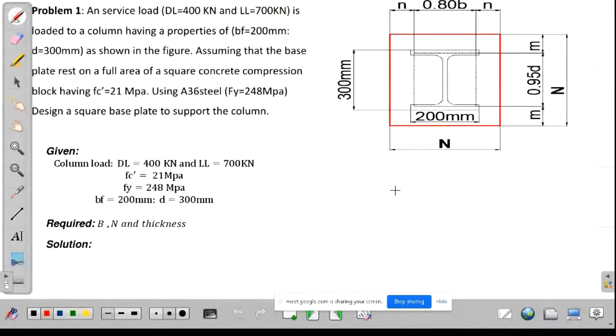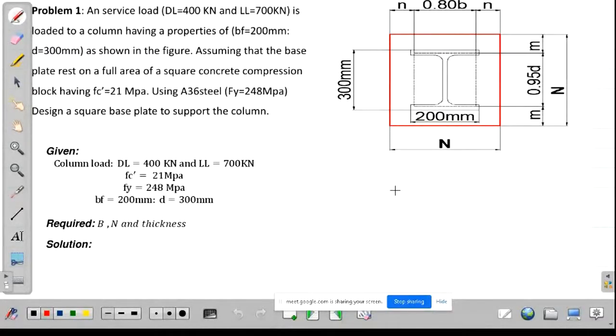Okay, so we have here problem. Before we proceed to our problem, are there any questions before we proceed sa ating problem solving? Wala? Okay. So, proceeding dito sa ating problem 1.